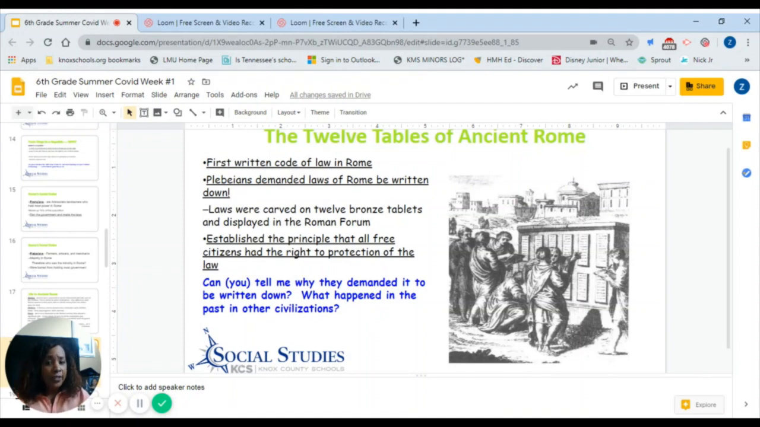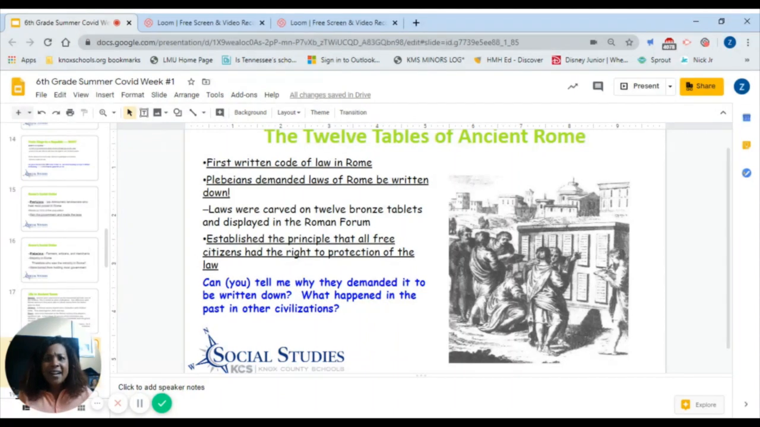Can you tell me why they demanded it to be written down? What happened in past civilizations? So you can refer all the way back to almost the beginning of 6th grade when we learned about a man by the name of Ur-Nammu. He was the one that created the first law code. I think it was about 40 paragraphs that had information about crimes and punishment.